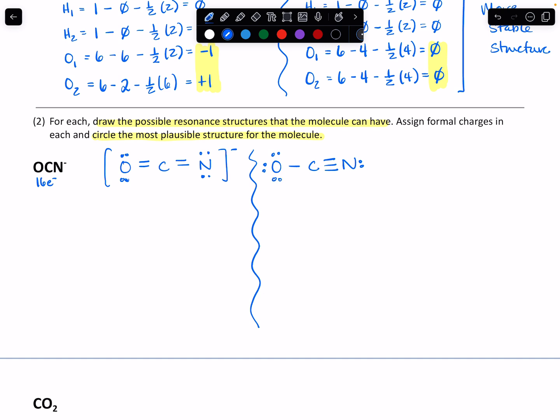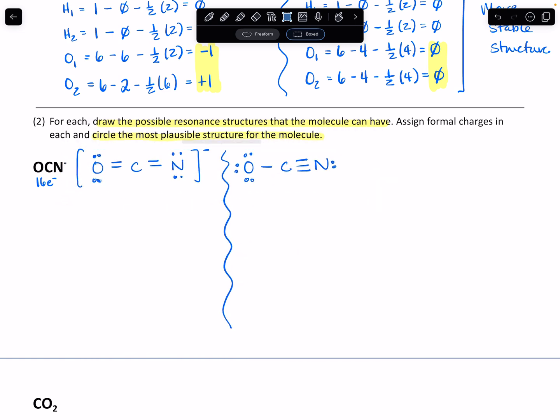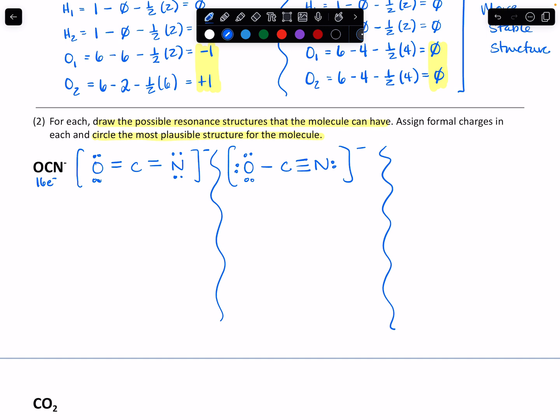I didn't leave myself very much room for my brackets. Let me fix this. There we go. Sorry, I had to put my charge in there. And then I guess I could do the other triple bond on the oxygen, carbon, nitrogen. So there are my 3 options for my resonance structures, moving the multiple bond around.